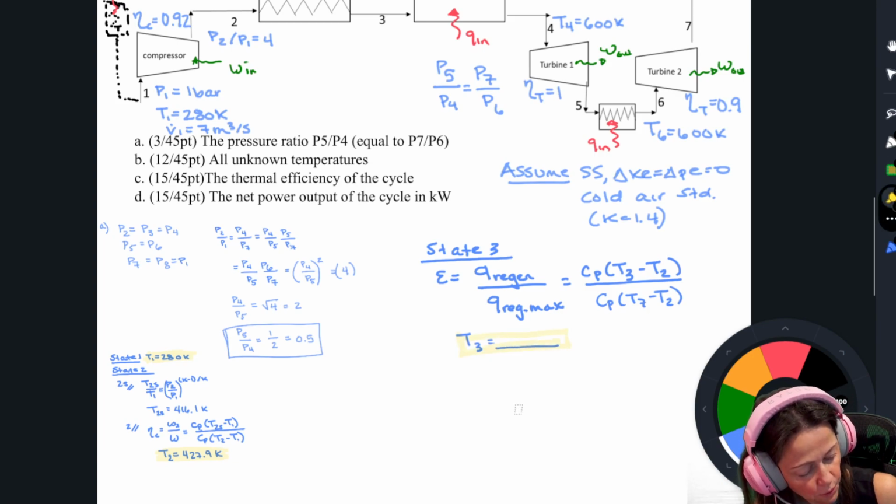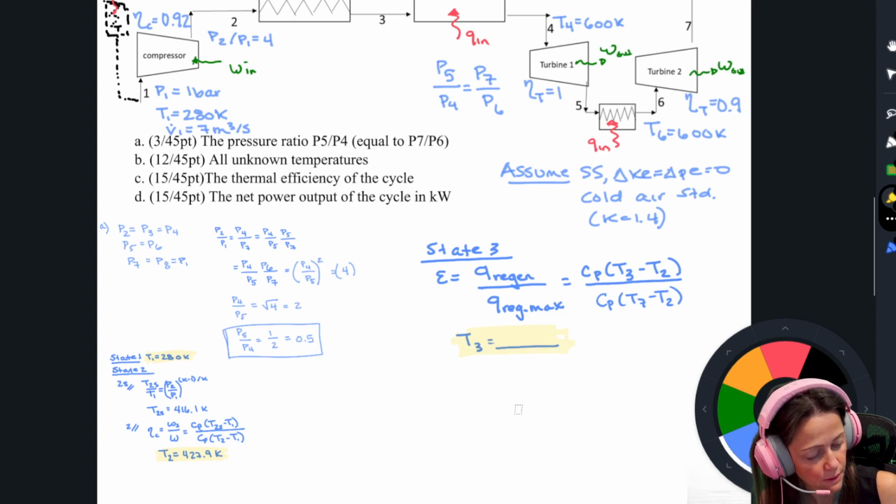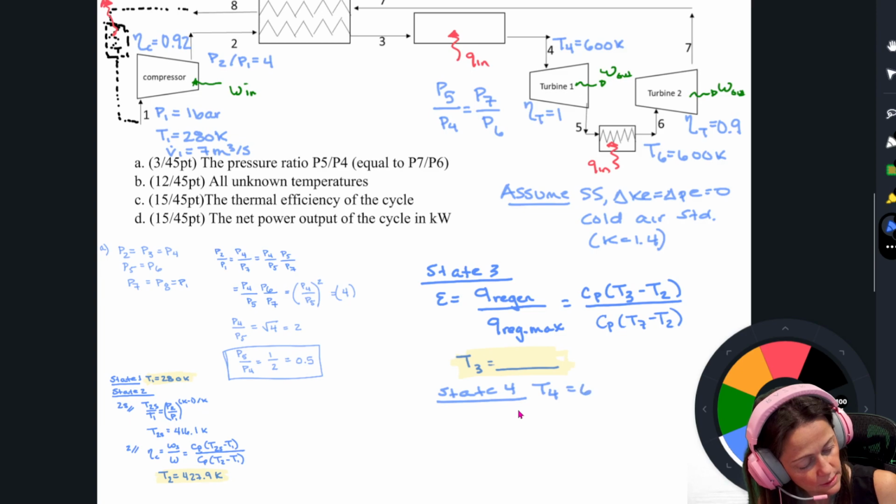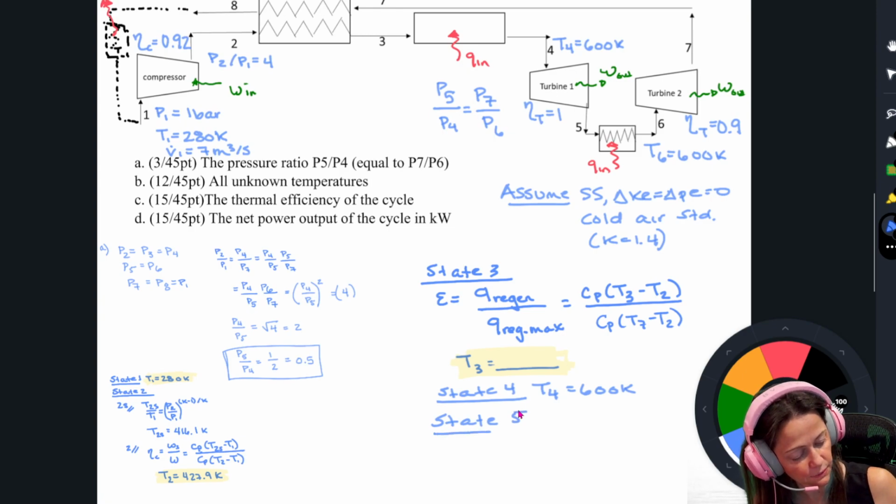And if you wrote that equation, you should have gotten full credit. If you didn't, please let me know. Full credit for that particular temperature at least. All right, state 4, I know. Cool. So state 4, T4, 600 Kelvin. And now we need state 5.